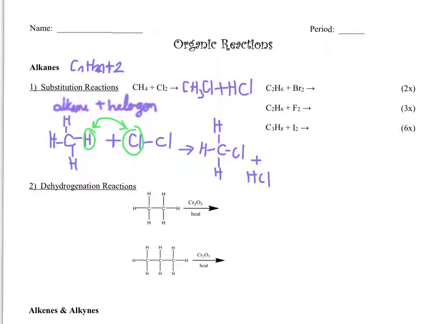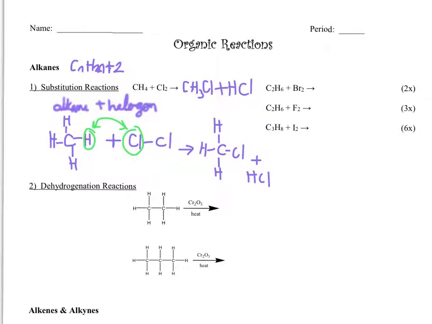Now, this could occur more than once. So if I tell you this happens again, so if I react this with another Cl2, for example, I could switch another hydrogen with a chlorine, and a third, and a fourth, and so on. So if it doesn't say anything, that means it just occurs once. So one hydrogen is substituted with one chlorine. But if it tells you how many times, then that's how many times you do it.